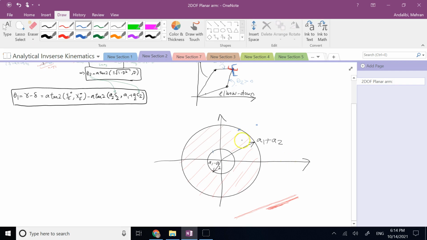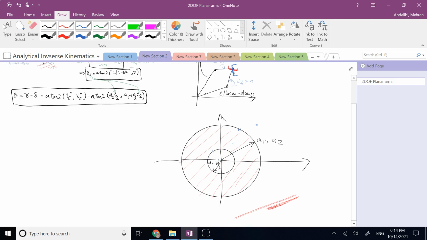So I'll write it down for you, but just pay attention. On the boundary, there is a unique solution. Outside the boundary, there is no solution. Inside the boundary, there is elbow up and elbow down. And you might say, is there any case of infinitely many solutions? Yes, there is. And that is only when A1 is equal to A2. So if A1 is equal to A2 and the point that you want to reach is the origin.